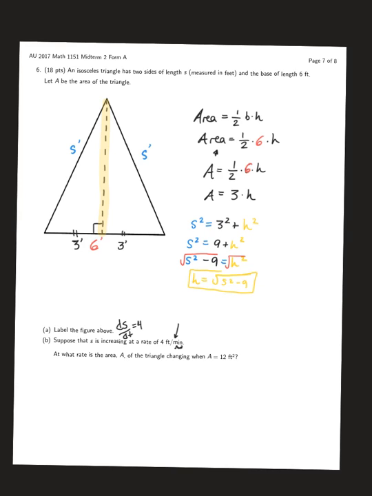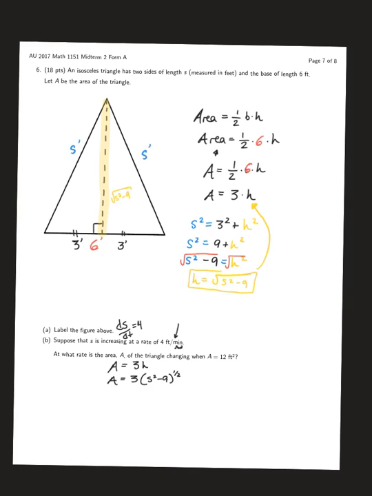So what we can do now is label this height as the square root of s squared minus 9. Okay? And now what I'm going to do is make this substitution into our area formula. So I know area is equal to 3h, but now I also know area is equal to 3 times (s squared minus 9) to the 1/2.